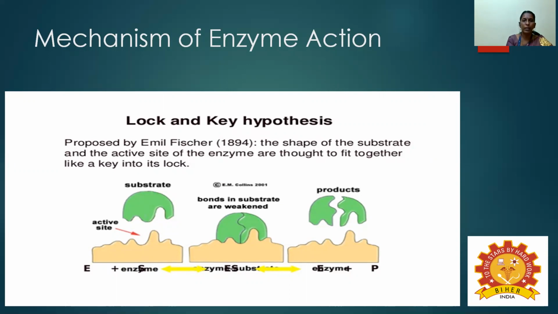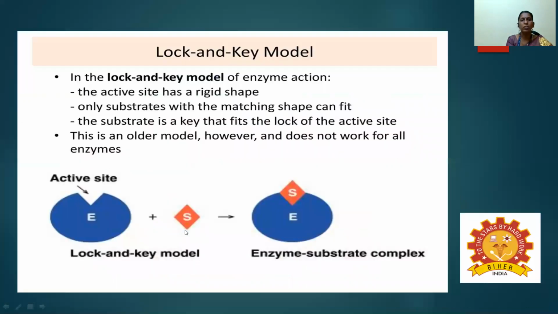So therefore they are telling us that the substrate is called the key to the lock. The specific key can perform its action; otherwise, it cannot work. The scientist proposed this hypothesis in the year 1894, the lock and key. So next, what does the lock and key model involve? It indicates the active site should have a rigid shape.